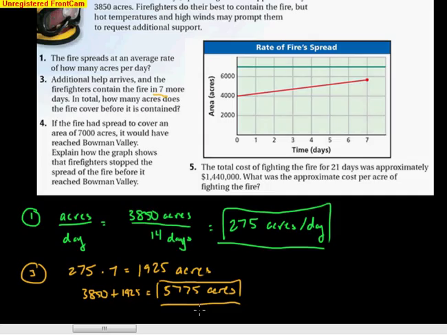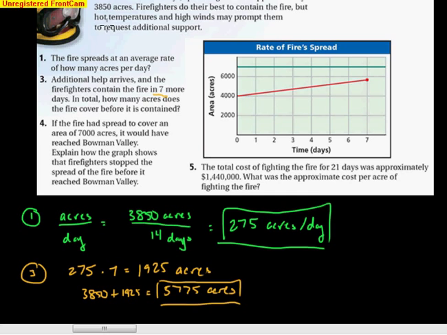Part 4. If the fire had spread to cover an area of 7,000 acres, it would have reached Bowman Valley. Explain how the graph shows the firefighters stopped the spread of the fire before it reached Bowman Valley. So let's look at this graph here, and we're going to have to write this down in words, okay? So look at the graph.